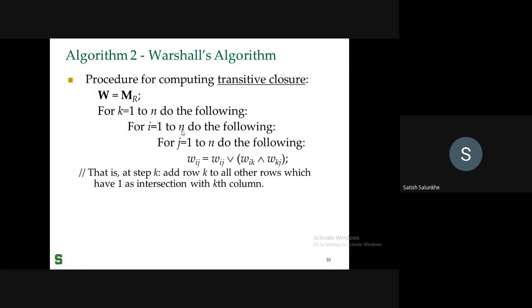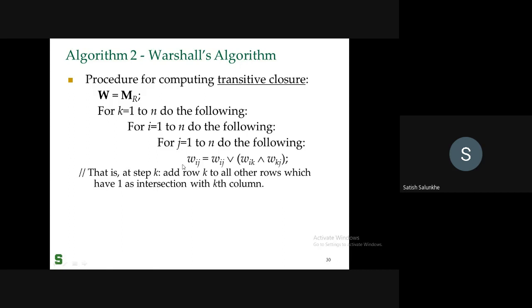What exactly we are doing in this? We are trying to identify the i comma j pair, where Wij is equal to the original Wij or Wik and Wkj. Whatever is the result, we are just doing OR and we will update this Wij. So kindly take a snap of this in front of you. We will work out this with one example, then the things will be clear.